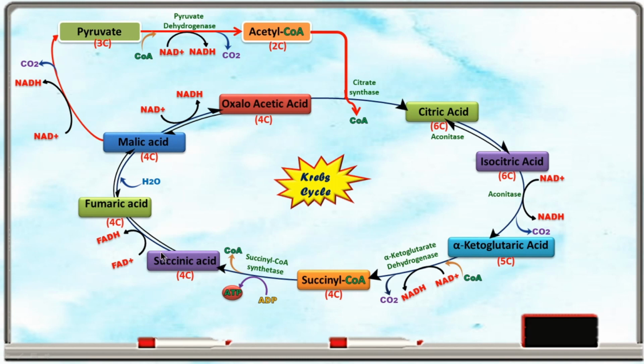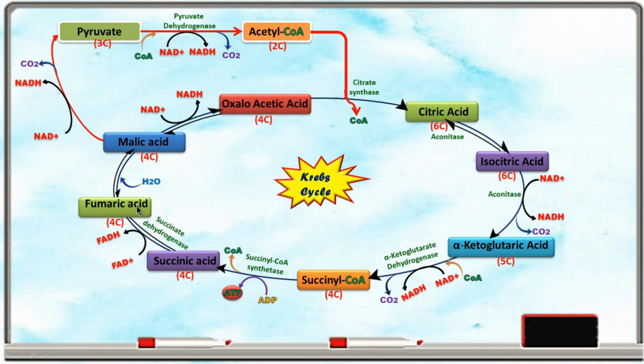Now we will see that the succinic acid molecule, a 4-carbon compound, is converted into a fumaric acid molecule, which is also a 4-carbon compound, with the help of the enzyme succinate dehydrogenase. Here is an exception: a FAD molecule is converted into FADH2 instead of NAD plus being converted into NADH. So this is a unique step of the Krebs cycle where FAD is converted into FADH2 instead of NADH. It is a very important step for the production of the FADH2 molecule.